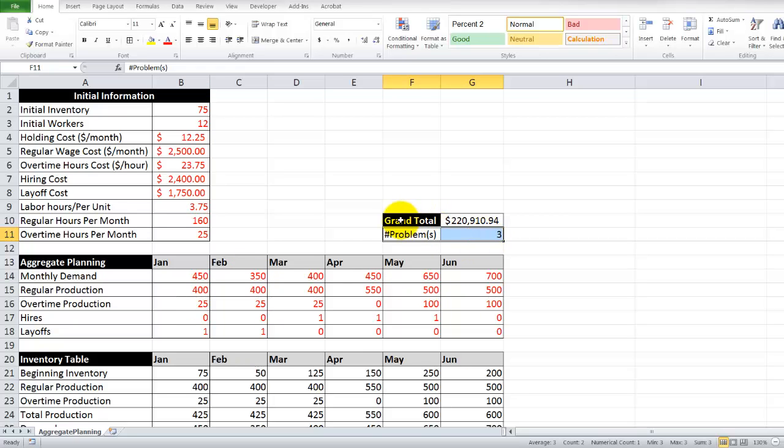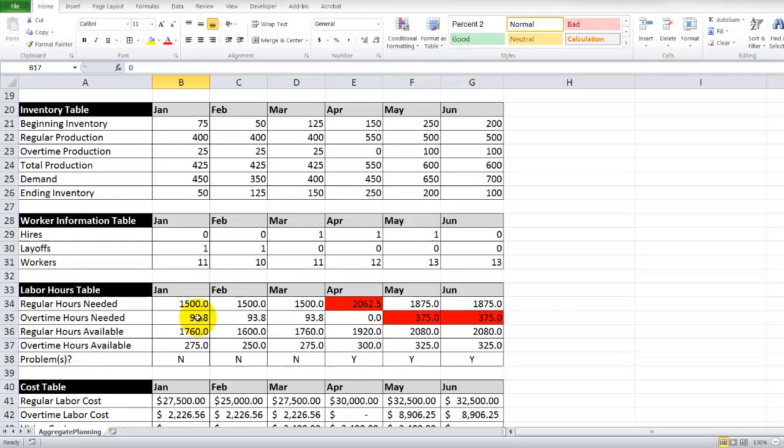Now, the trick and the skill of a production planner would be to try to get this cost minimized. So, for example, you would go through here and say, okay, well, I guess the only problem I have is in April. So what's the problem? Well, I needed 2,062 hours, and I only have the 1920.